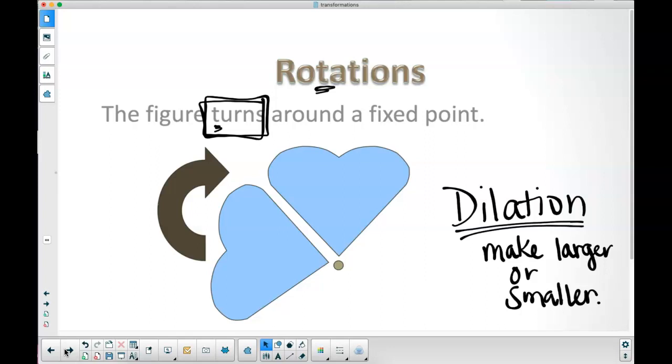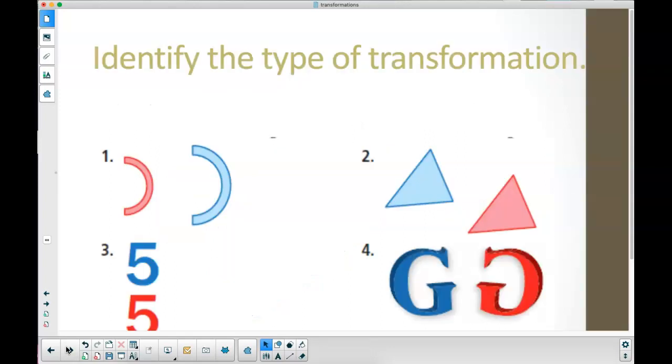Okay? So sometimes when you wake up in the morning and it's really bright, it hurts your eyes. Right? Or like when you walk outside and the sun is shining really bright, you're like, oh. Because it takes a moment for your eyes to adjust. Okay? So a dilation is to make it bigger or smaller. Okay. So, the next one, we just want to identify the type of transformation it is.